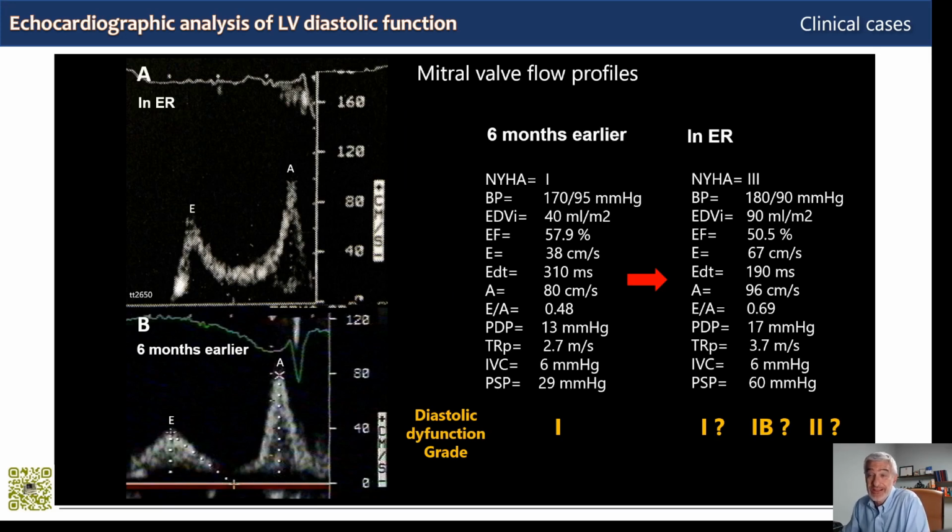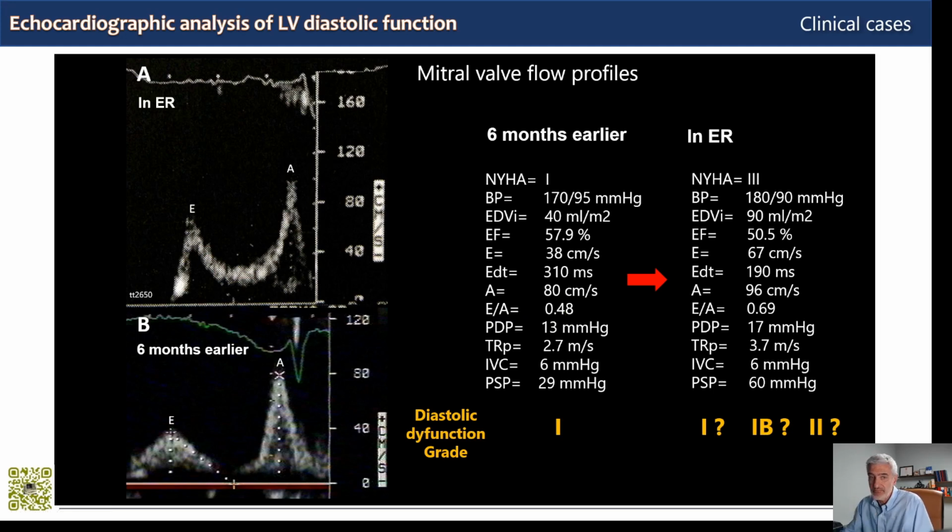Crucial interpretative help comes from the echocardiographic examination, which was performed as an outpatient 6 months earlier, here in B, which was retrieved from the digital database of the institution. So in B, down here, we see a very typical prolonged relaxation transmitral flow pattern, grade 1. We have a low E wave, 38 centimeters per second, with a prolonged deceleration time, 310, an A wave which is 80 centimeters per second, and an E/A ratio of 0.48.